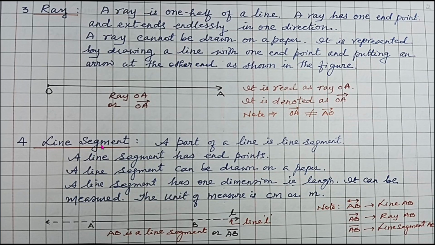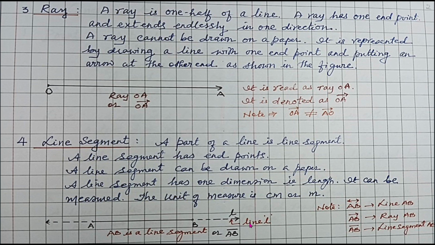Then the next important term is the line segment. A line segment is a part of a line. A line segment has end points. A line segment can be drawn on a paper. A line segment has one dimension, that is length, and it can be measured. The unit of measurement is centimeters or meters.